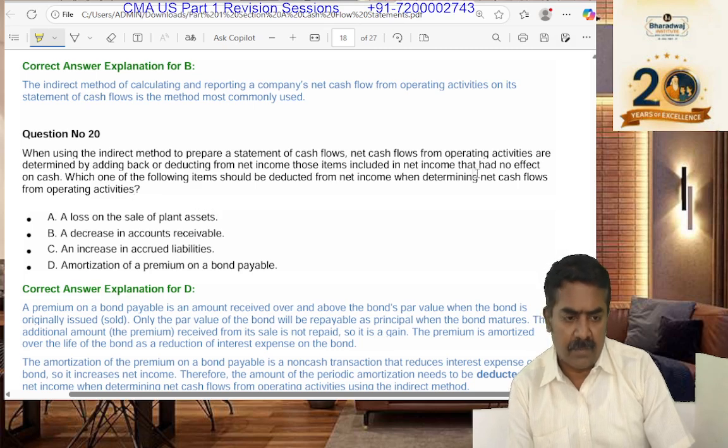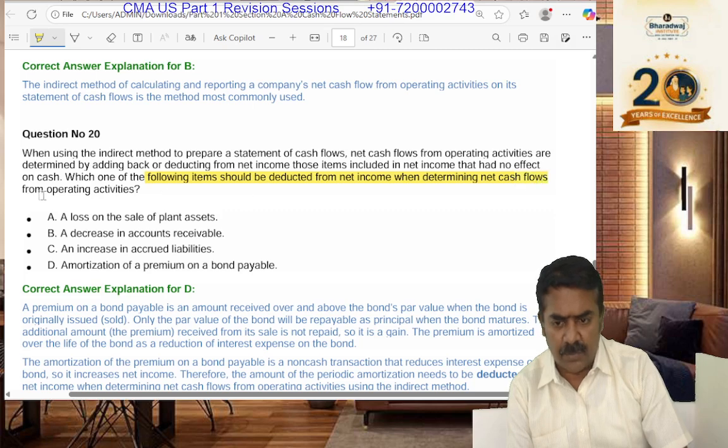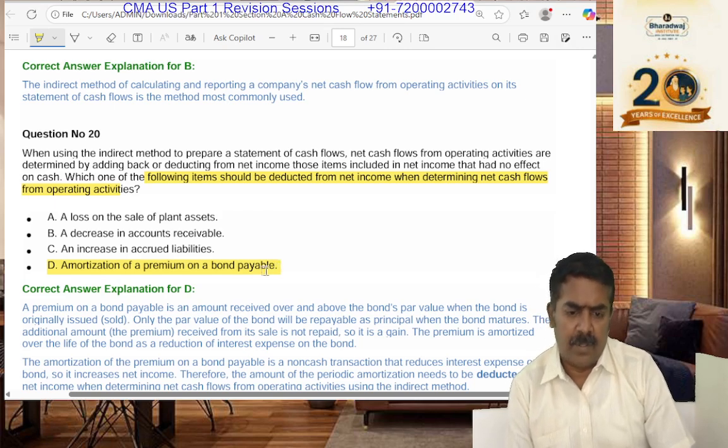Question number 20. The following items should be deducted from net income while determining net cash flow from operating activity. This is what we had seen. Amortization of a premium on a bond payable. We'll eliminate.